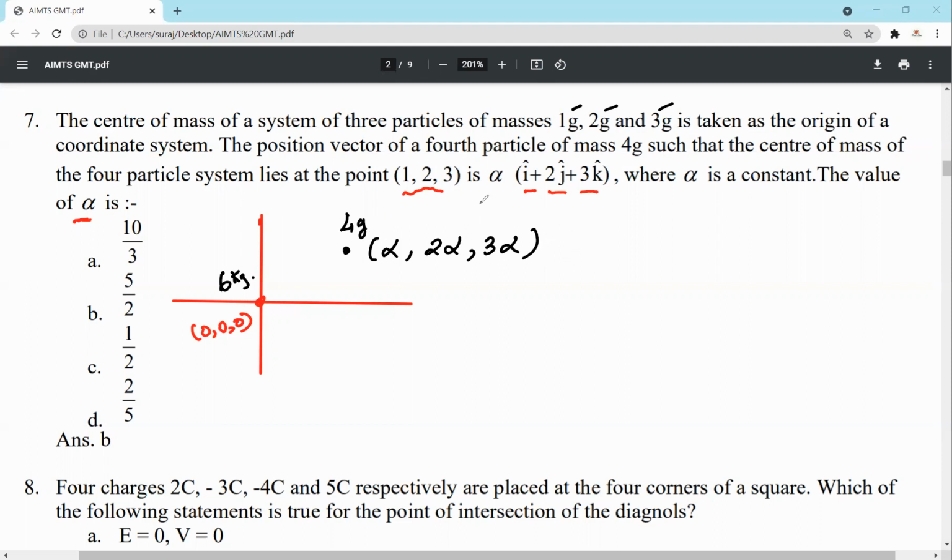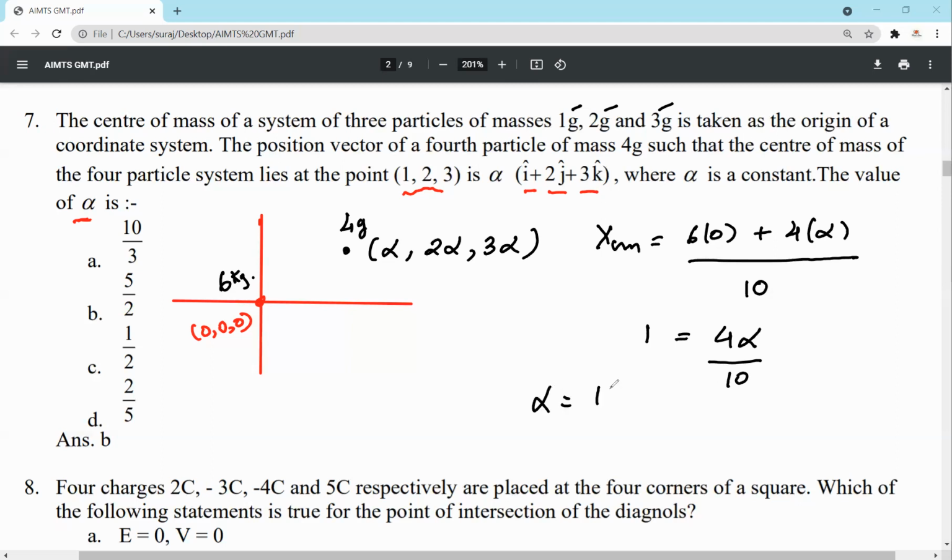These are the coordinates of the 4 gram mass. Now, what is the center of mass? 1, 2, 3. So x center of mass is m1 x1 plus m2 x2 by m1 plus m2. X center of mass is given 1. This is 4 alpha. This is 10. Alpha will be 10 by 4, so 5 by 2. Option B is correct. So this kind of question seems lengthy, but if you solve just one part, you will get the answer. Next, question number 8.